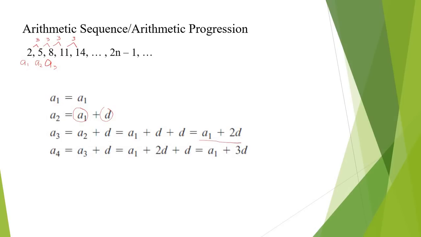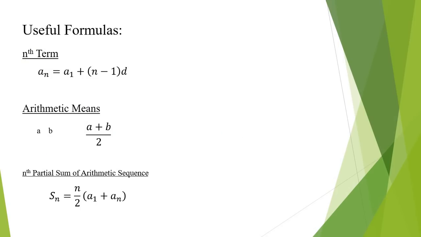So we now have this corresponding pattern. As you can see, our A4, if we are going to continue, A4 is equal to A1 plus 3D. So we have a common pattern here. So these are the corresponding formulas often useful when it comes to problems involving arithmetic sequences.